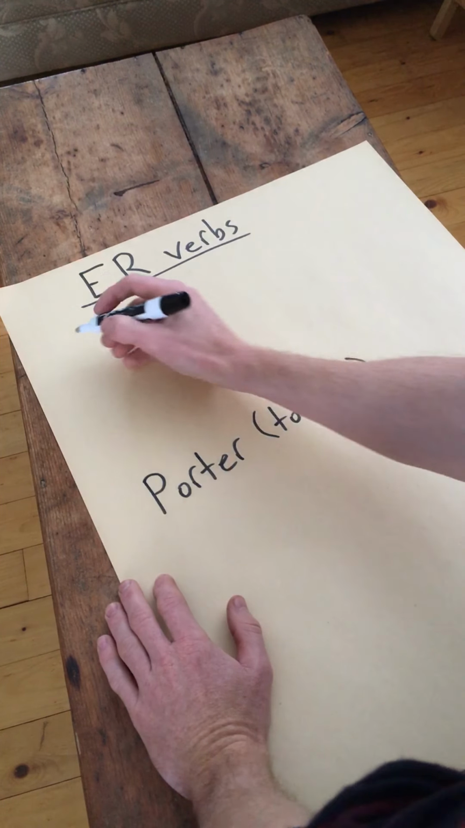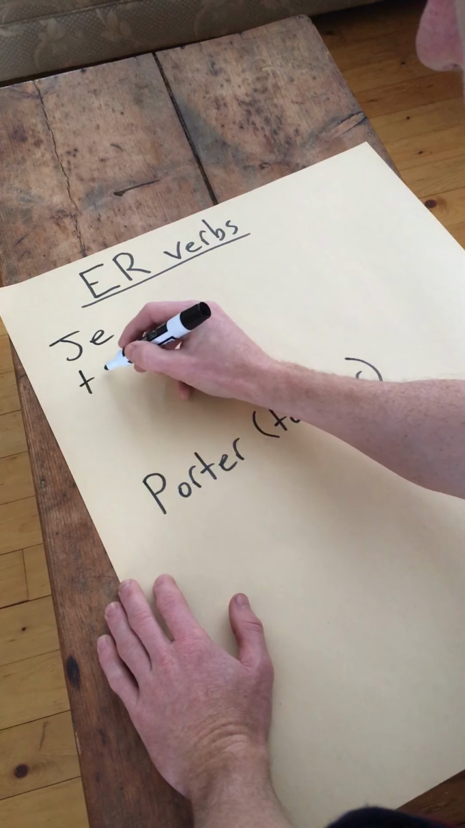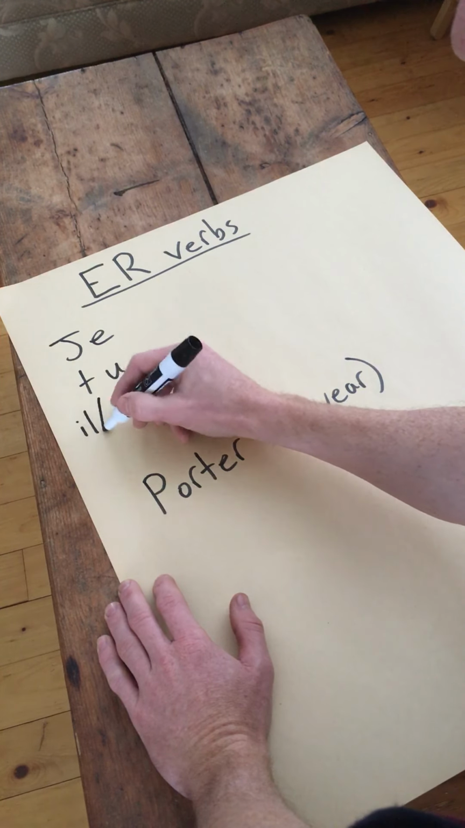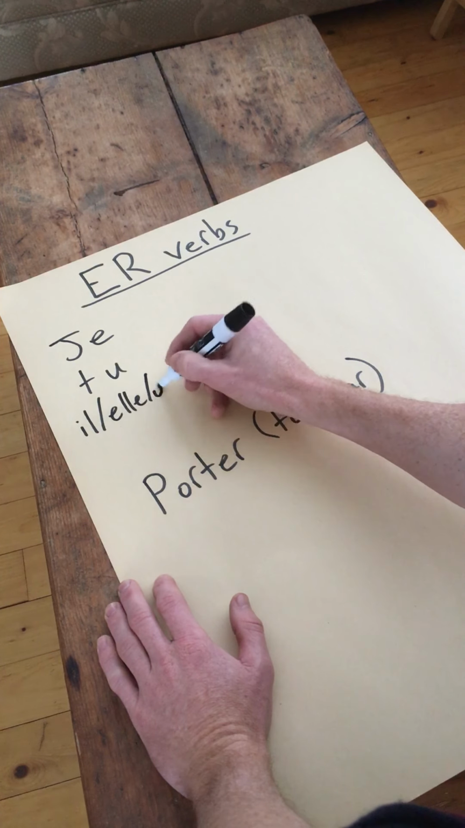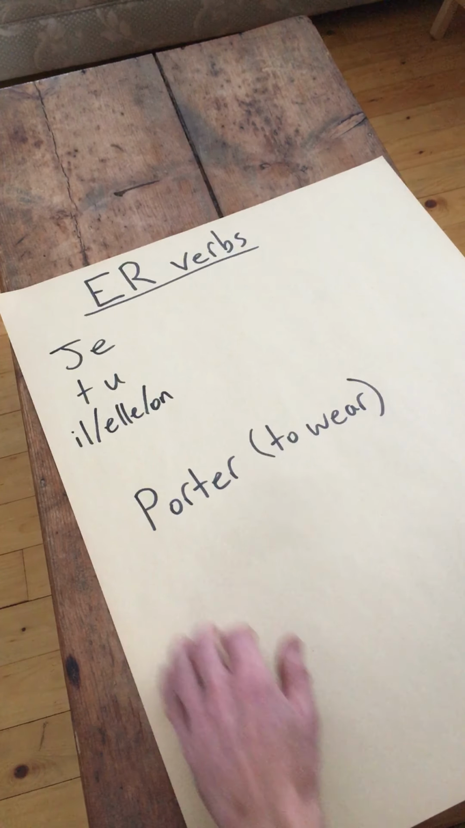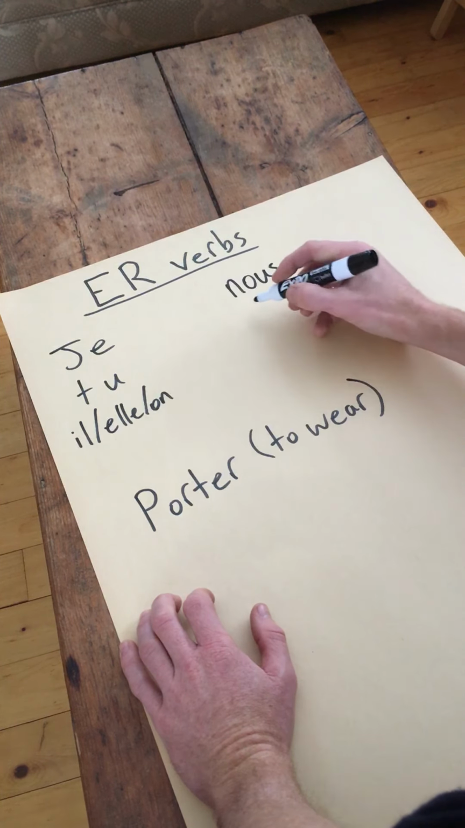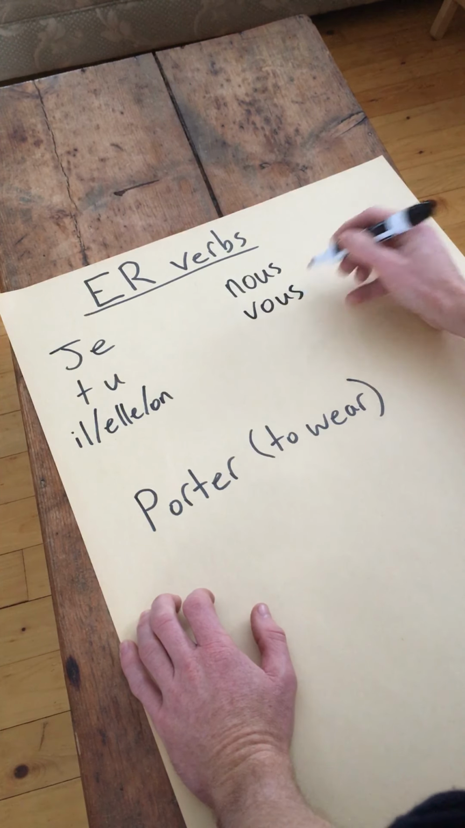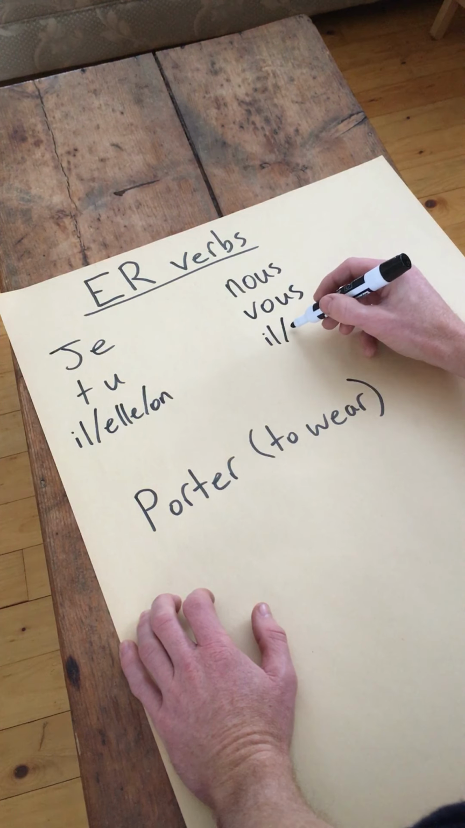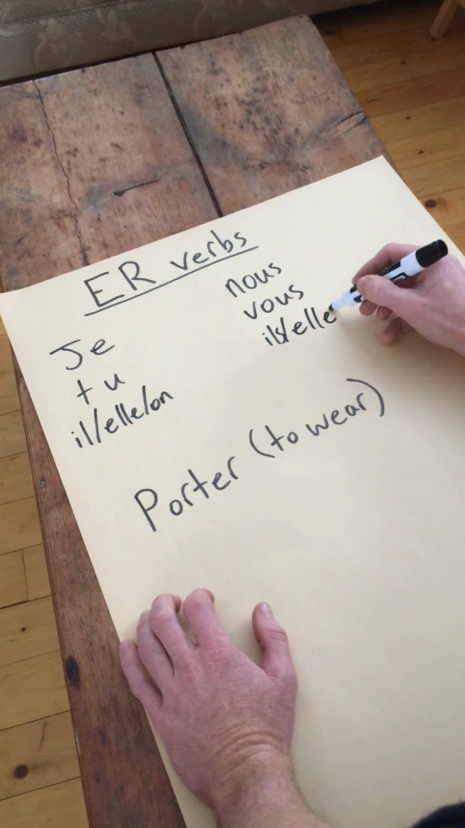So the subjects are je, I, tu, you, and then il, elle, or on, be he, she, or we. On is one way to say we. We have nous, the official we. And vous is like y'all. It can also be singular, formal, but we usually use it as plural. And ils, elles is plural for like they.